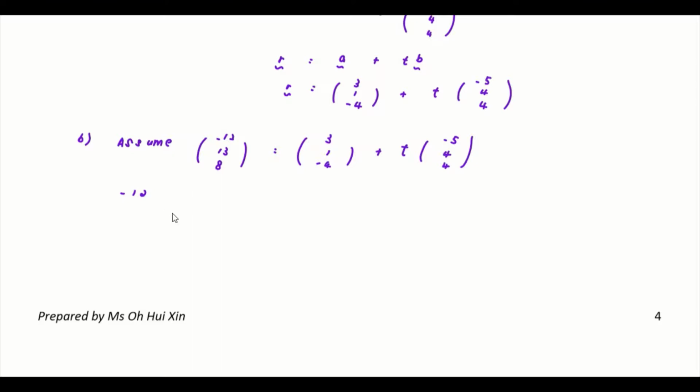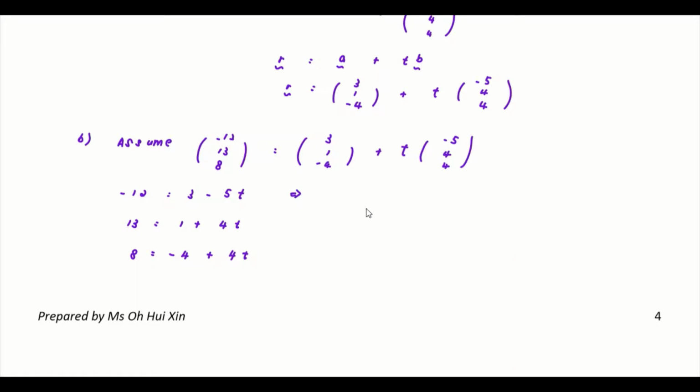Yeah, so negative 12 will be equal to 3 minus 5t. Then I have the second equation here, which is 13 equal to 1 plus 4t. After that, I have 8 equal to negative 4 plus 4t. So from here, when I try to solve it, what do I get?